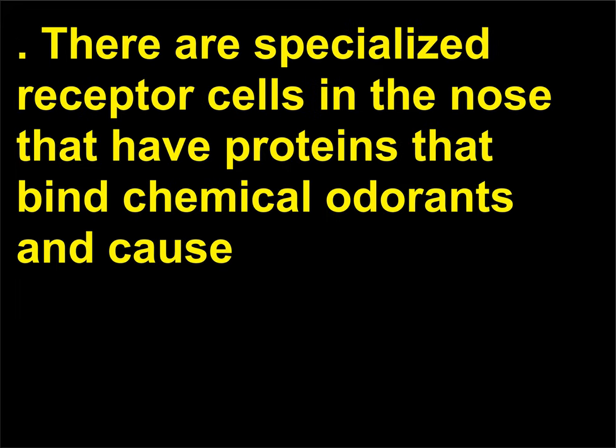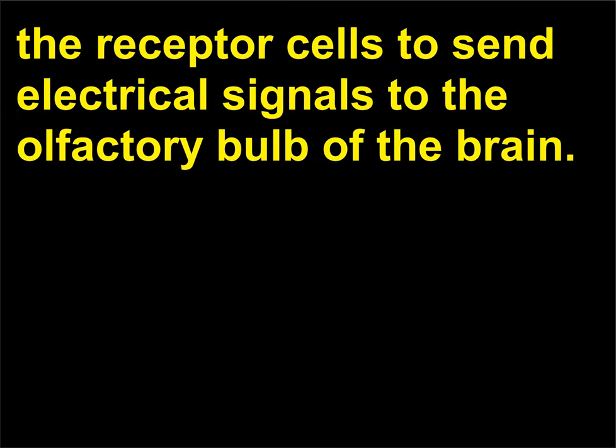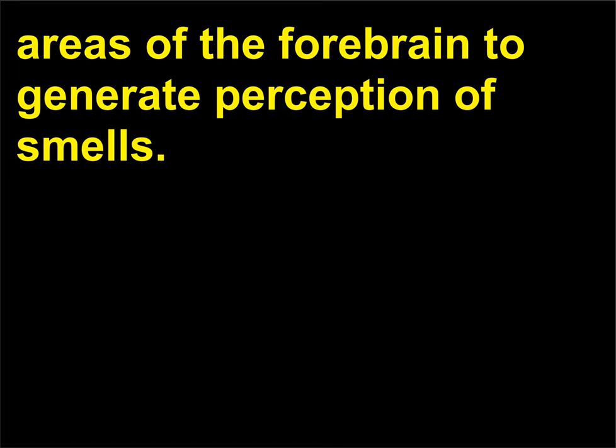There are specialized receptor cells in the nose that have proteins that bind chemical odorants and cause the receptor cells to send electrical signals to the olfactory bulb of the brain. Cells in the olfactory bulb relay this information to olfactory areas of the forebrain to generate perception of smells.